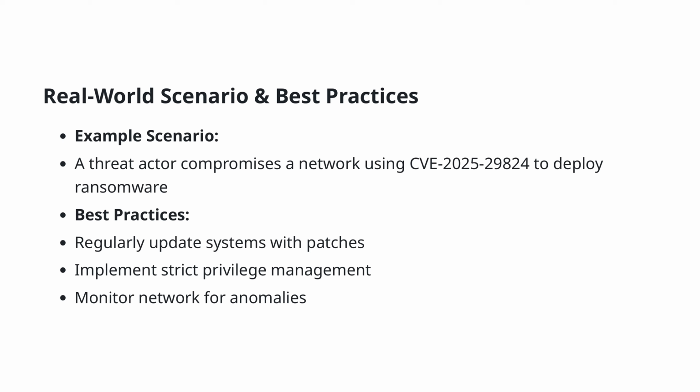focus here. Regularly updating systems with the latest patches is necessary to close vulnerabilities that attackers could exploit. Implementing strict privilege management helps ensure that only authorized personnel have access to sensitive areas of the network, reducing the risk of unauthorized actions. Additionally, continuous monitoring of the network for anomalies is a key strategy in detecting potential threats early, allowing for a swifter response. These actions collectively help in maintaining the integrity and security of organizational systems.